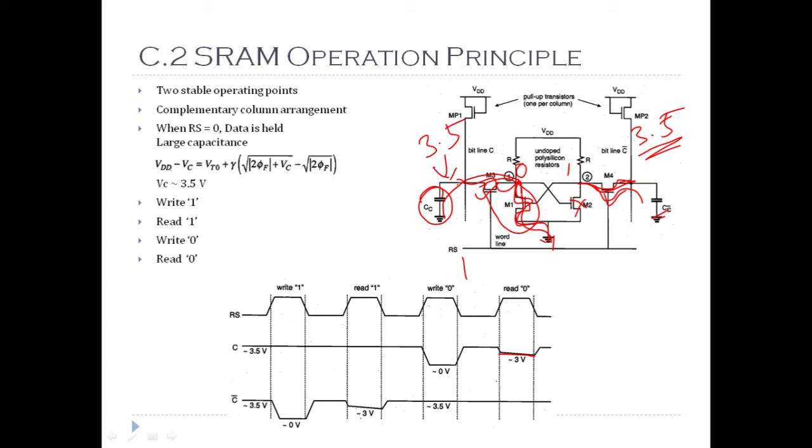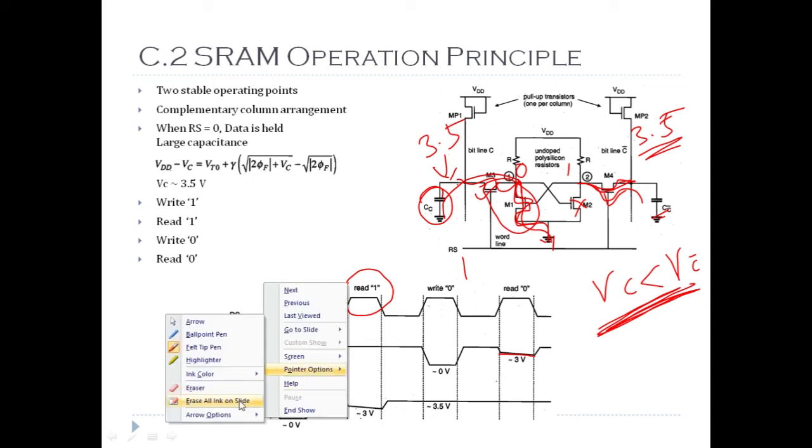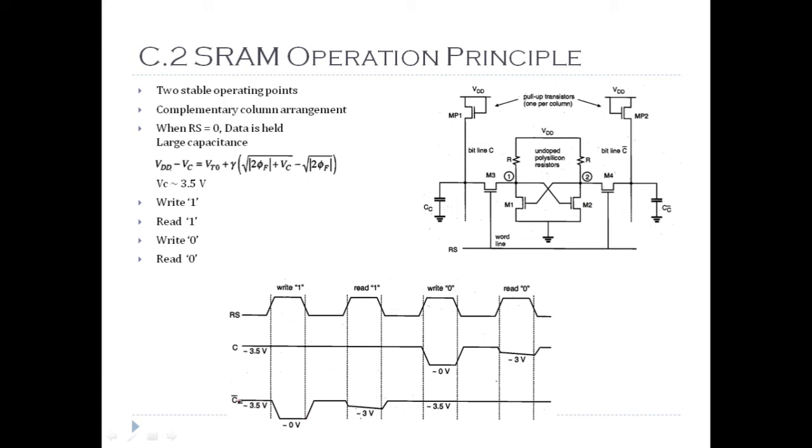Now while it is trying to read 0, you can see here VC is less than VC bar. There is a read circuitry which compares this, and it interprets it as read 0. Exactly the same was done for read 1, but in the opposite manner. So that's about the operation of SRAM. I hope you have understood this. You just go through it once and try to understand it in a better way.